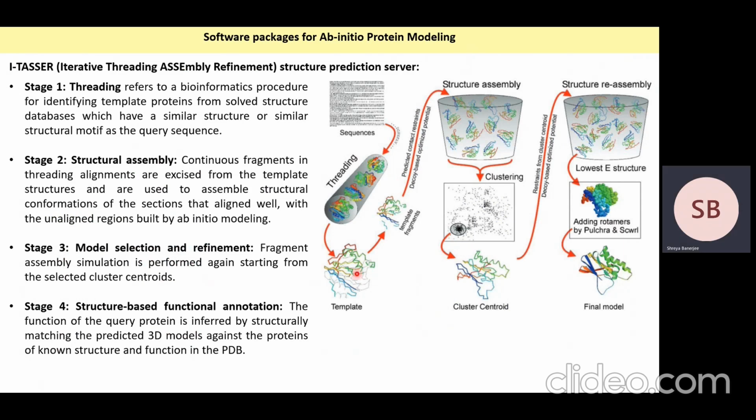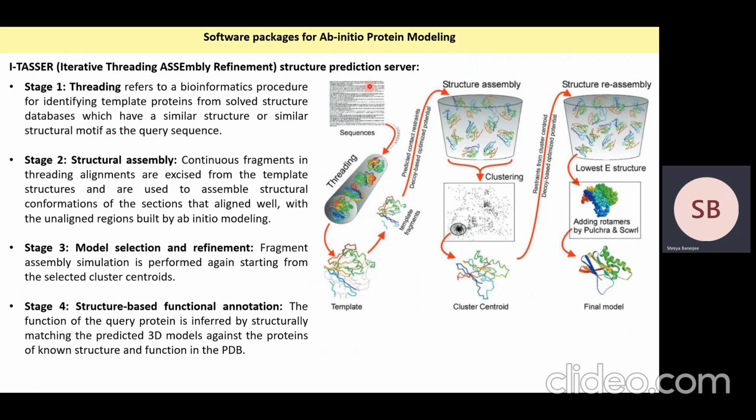There are several software tools for ab initio protein modeling. The first one that we will discuss is called I-TASSER. The full form is Iterative Threading Assembly Refinement Structure Prediction Server. The first step is called threading. It refers to a bioinformatics procedure for identifying template proteins from solved structure databases which have a similar structure or similar structural motif as the query sequence.